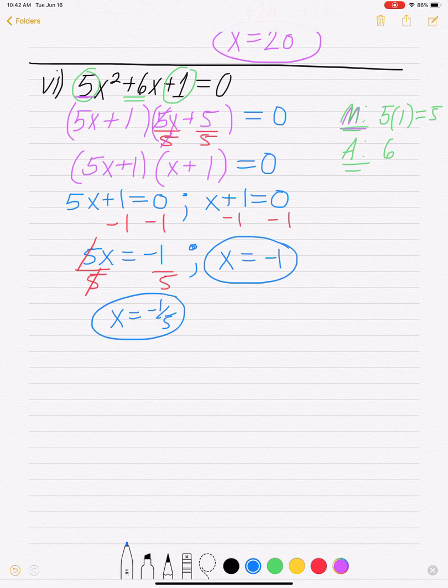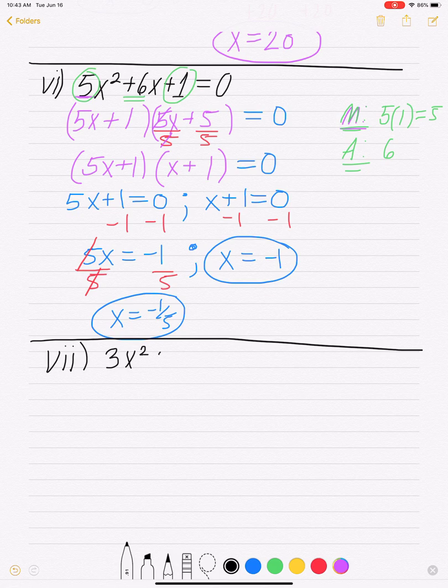Let me just do one more like that. Just one more example, so you have enough in your catalog of examples. So number 7, let's make this the last problem. 3x squared plus 5x equals 2.